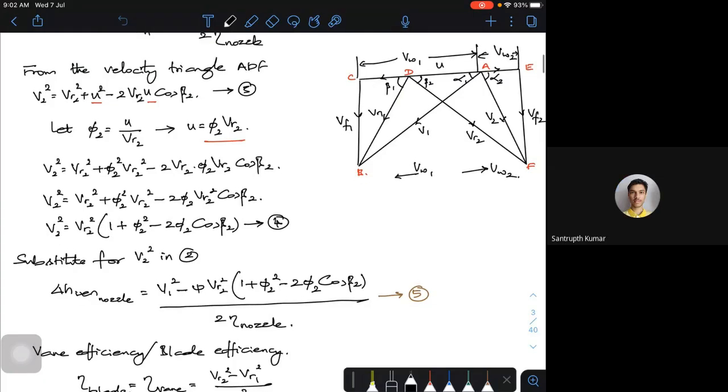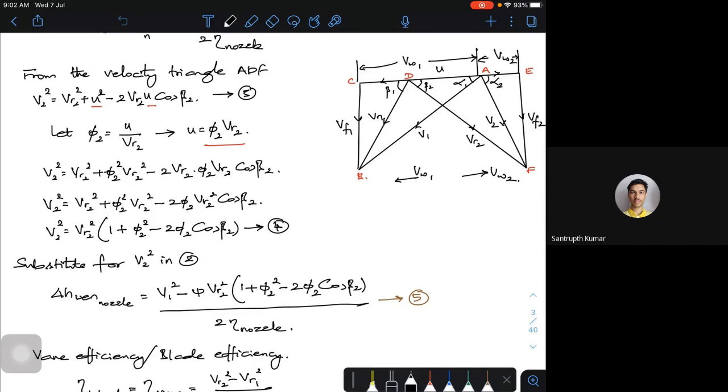Okay, fine. So we were looking at different efficiencies, one being the nozzle efficiency and the other one being the blade efficiency. Using this, we'll try to obtain the expression for the degree of reaction. Now, what I have taken is a combined velocity triangle. What you see on the right hand side is a combined velocity triangle for an impulse reaction turbine.